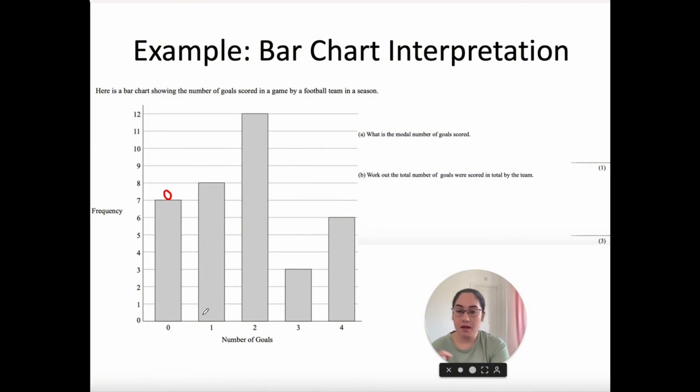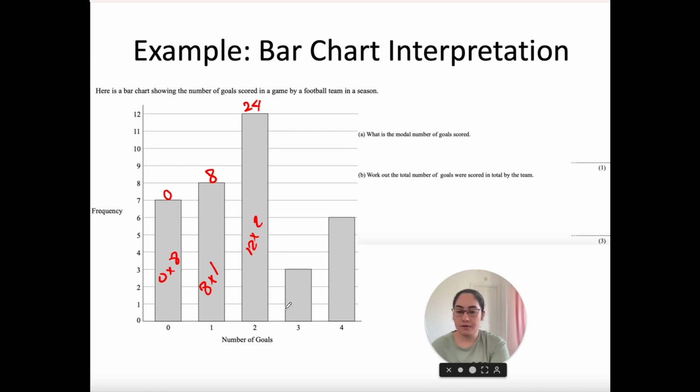Now, the next bar is telling us that 8 games had a total of 1 goal, right? If we multiply 8 by 1, that means a total of 8 goals were scored across these 8 games. The next one is telling us that 12 games had a total of 2 goals. So if we do 12 times 2, that means these 12 games gave us a total of 24 goals, right? So that's what we do to find the total number of goals.